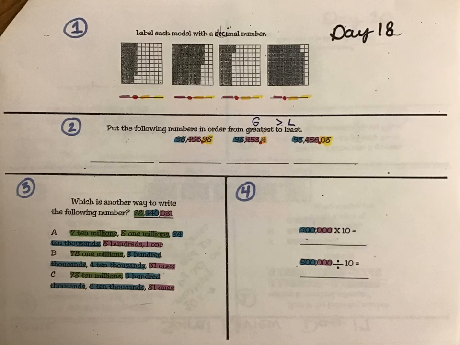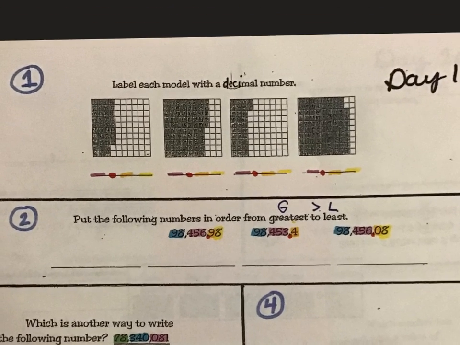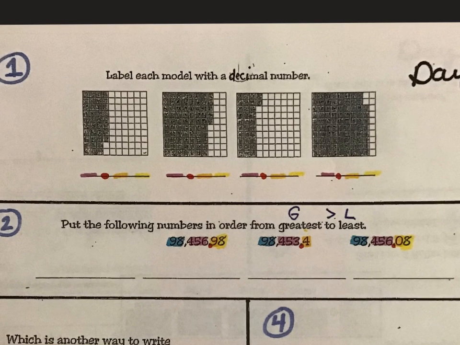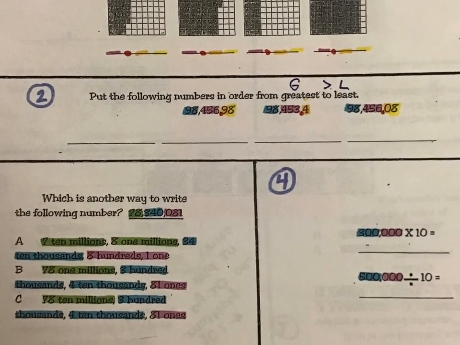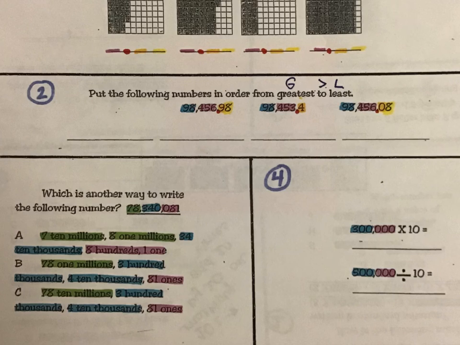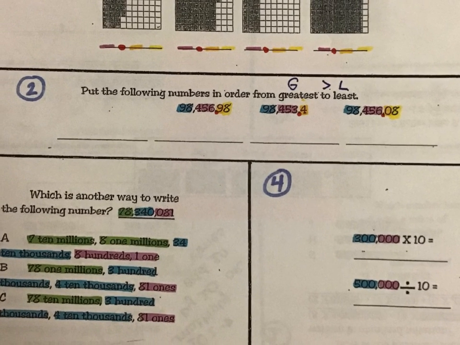Okay, I'm going to read to you Spiral Review Day 18. All right, look at number 1. Number 1 says to label each model with a decimal number. Make sure you pause the video as needed. Number 2, you're going to put the following numbers in order from greatest to least.